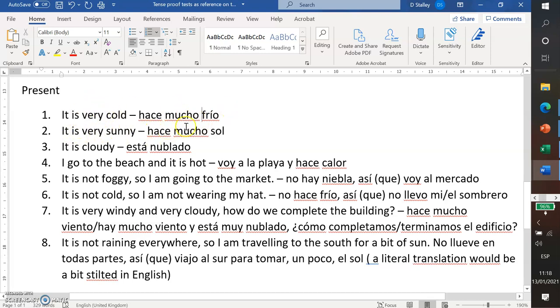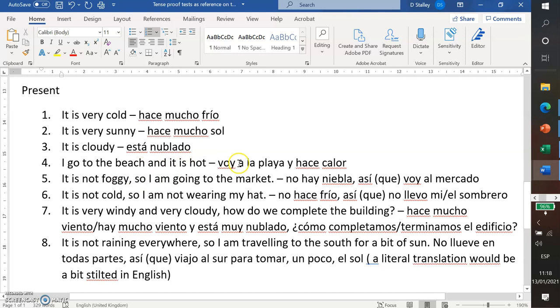And then the same goes for sunny. So again, we use hacer, so hace mucho sol. So literally they're saying there's much sun rather than it's very sunny, okay? So not using muy in this one. It's cloudy, slightly less complex. Está nublado. Don't forget the accent on the A there, otherwise it changes it into this in a feminine form.